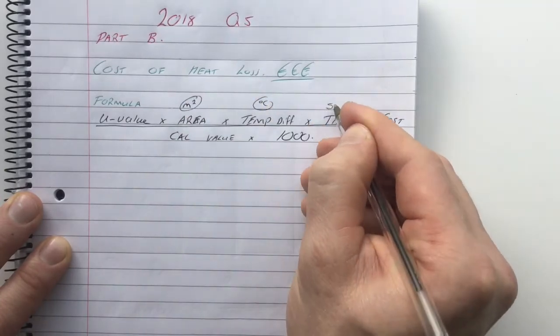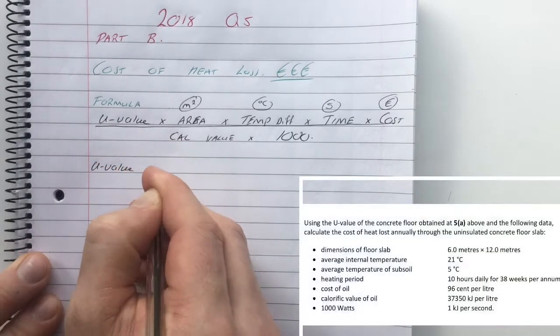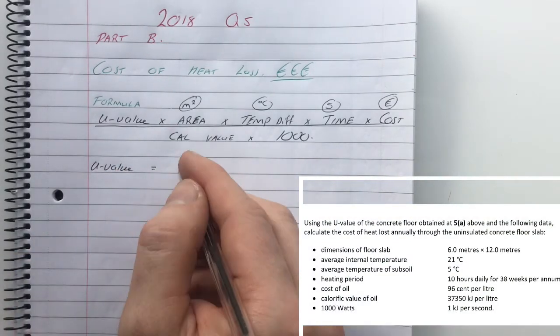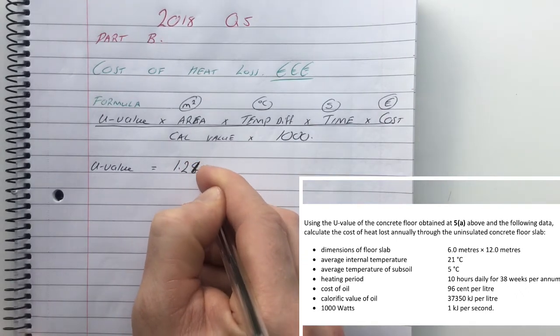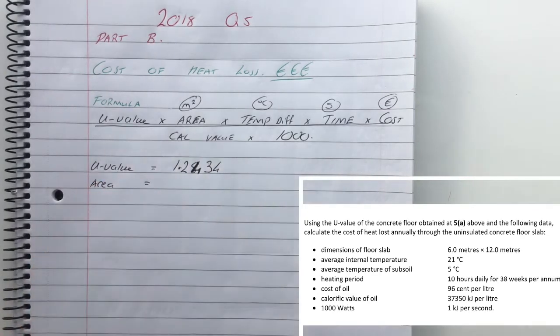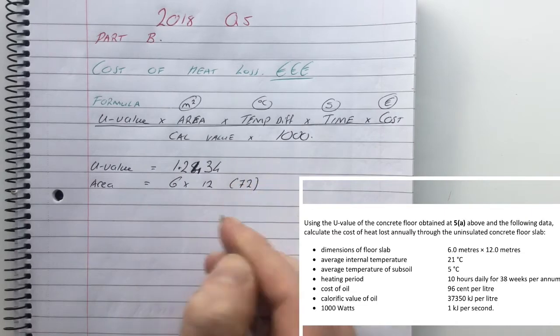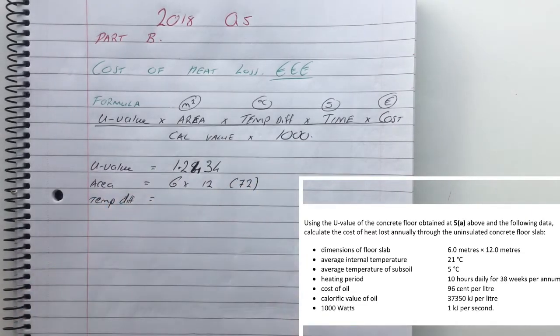What also is important is the area is in meters squared, temperature is in degrees, time must be in seconds and cost must be in euros. The last two there are the hardest to remember: time in seconds and cost in euro. All the data that's needed to input into this formula is given in the question.